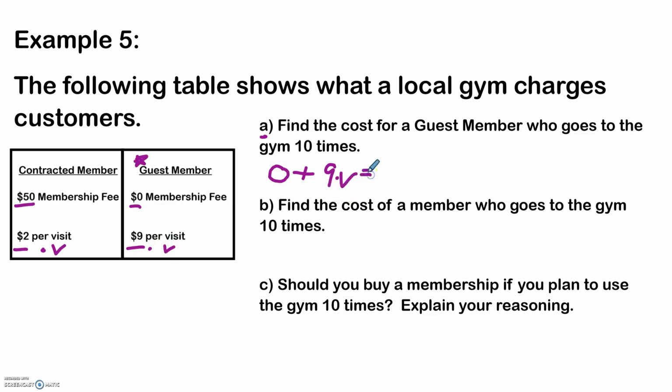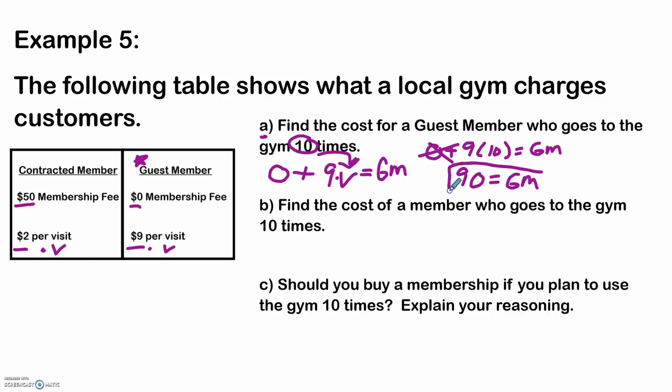And of course, I'm going to have that equal to my guest membership. And I am visiting the gym 10 times. So we're going to go ahead and plug 10 in for V. 0 plus 9 times 10 equals how much my guest membership costs. 0 just goes away. That's why some people might want to be a guest member because they don't want to pay the membership fee. 9 times 10 is 90, and that equals the cost of my guest membership if I go to the gym 10 times.